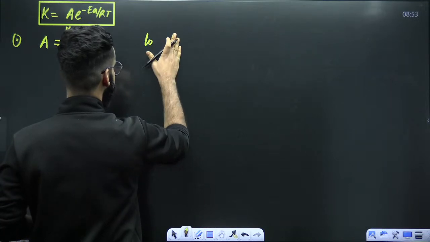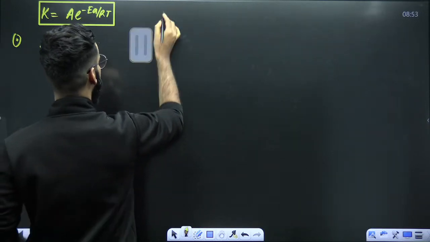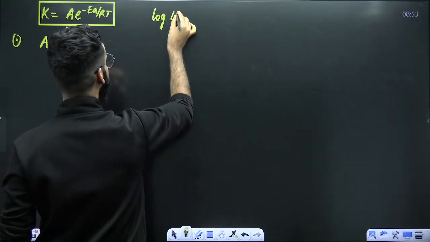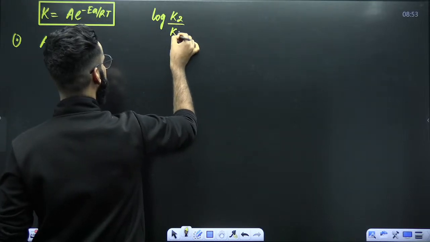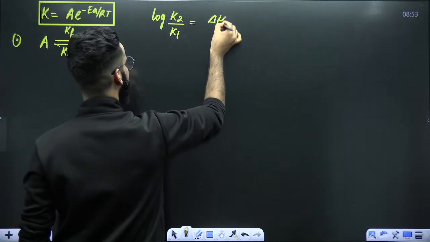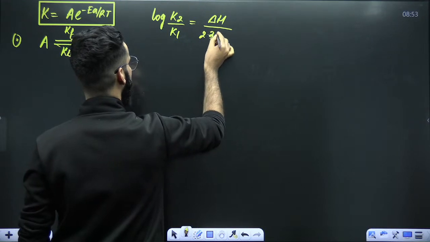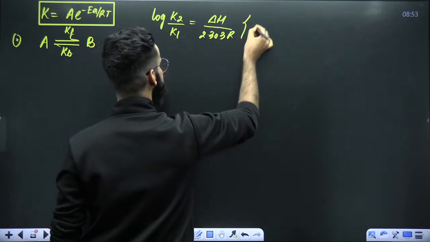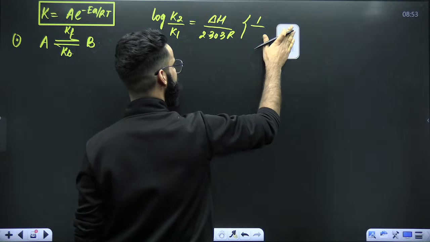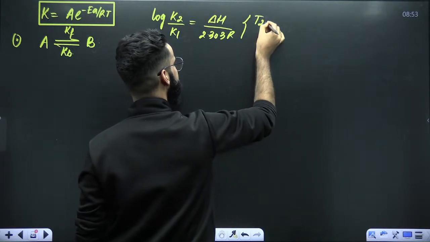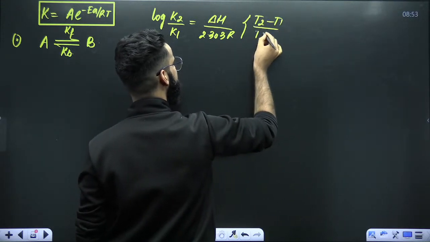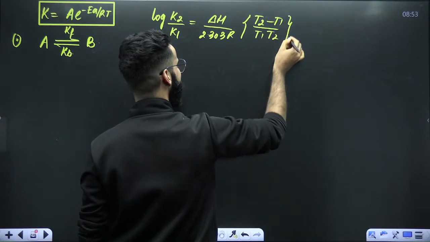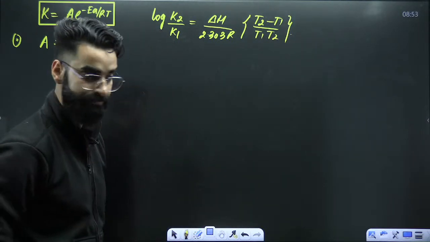The equation is like this. Van 't Hoff equation you would have somewhere seen. Log of K2 divided by K1 is equal to delta H divided by 2.303 R, times (1 divided by T1, or let me write it like this) T2 minus T1 divided by T1 T2. Well, I have taught this equation in the Le Chatelier principle as well, if you remember, right?